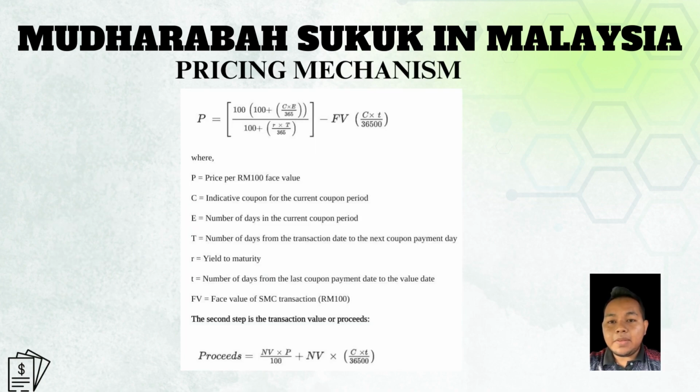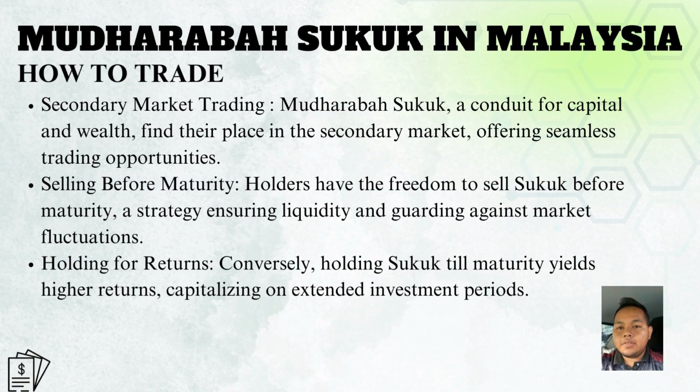Here are the two steps in pricing Sukuk. The price of Sukuk and proceeds are calculated based on the face value of RM100. Firstly, it can be traded in the secondary market. They can also sell before maturity. Holders have the freedom to sell Sukuk before maturity, a strategy ensuring liquidity and guarding against market fluctuation. Conversely, holding Sukuk till maturity yields higher returns, capitalizing on extended investment periods.